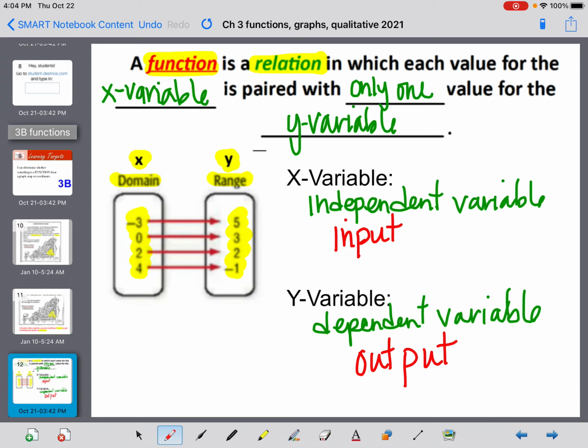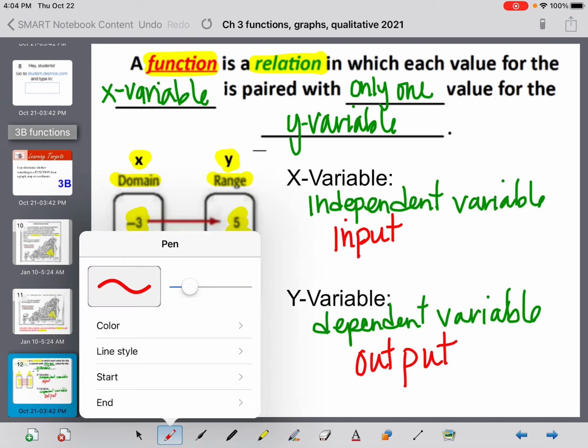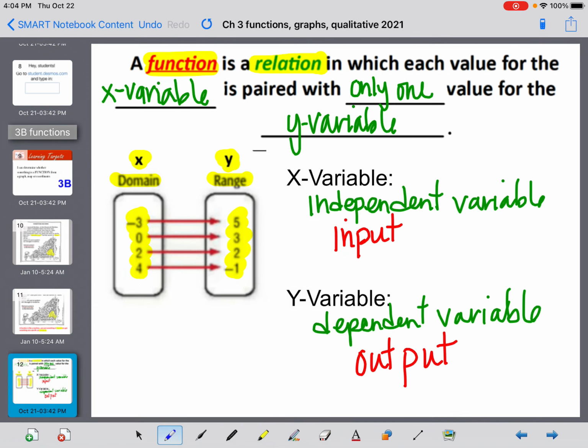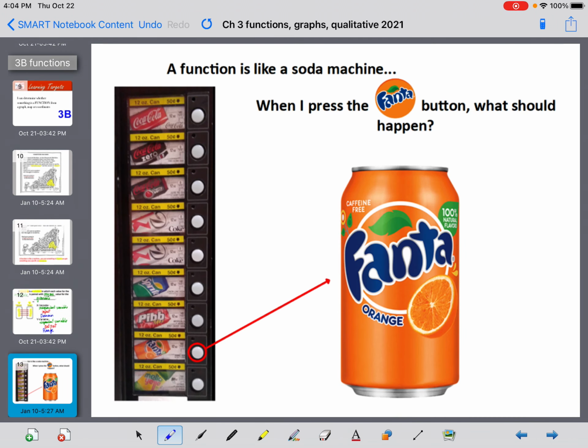Okay, so in a function, the x variable is going to be our input, the y variable is going to be our output, and then the last thing that we could add to this is the x variable is also known as the domain, and the y variable is known as the range. And so those are just synonyms. They are the same as saying x variable. I could also say the independent variable, and that just means my x variable. I can also say the input. That means my x variable. They're synonyms for each other.